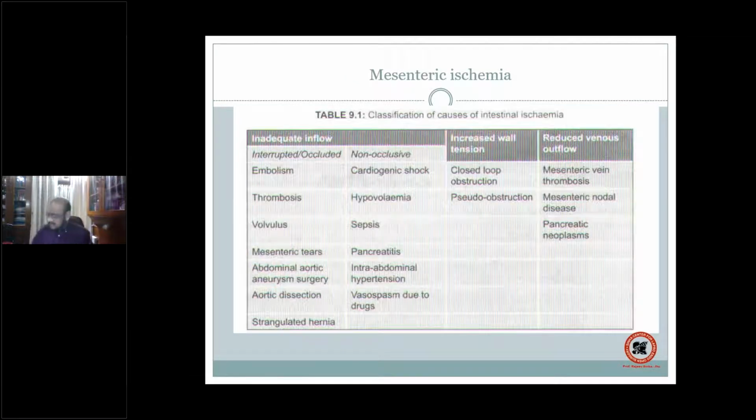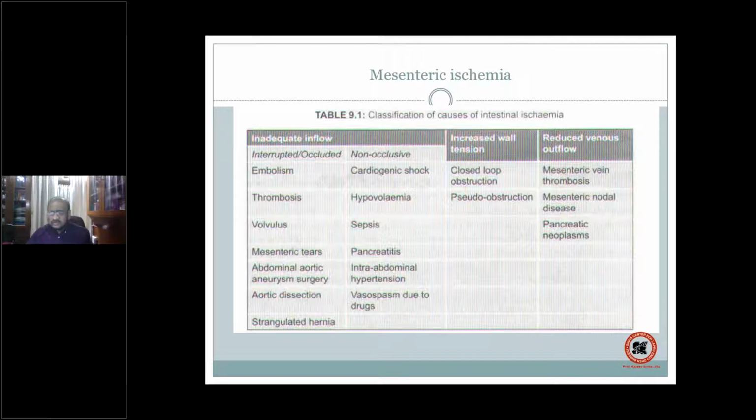Now coming to mesenteric ischemia. If you look at the classification of mesenteric ischemia, we're talking about a cutoff of the blood supply to the small bowel. So either it could be inadequate inflow, there's something wrong with the artery, or there is an increased wall tension. Per se, the artery is not at fault, but something has led to increased tension in the wall, or there could be a reduced venous outflow because of which the artery cannot pump the blood enough into the circulation. Why? Because the outflow tract is blocked.